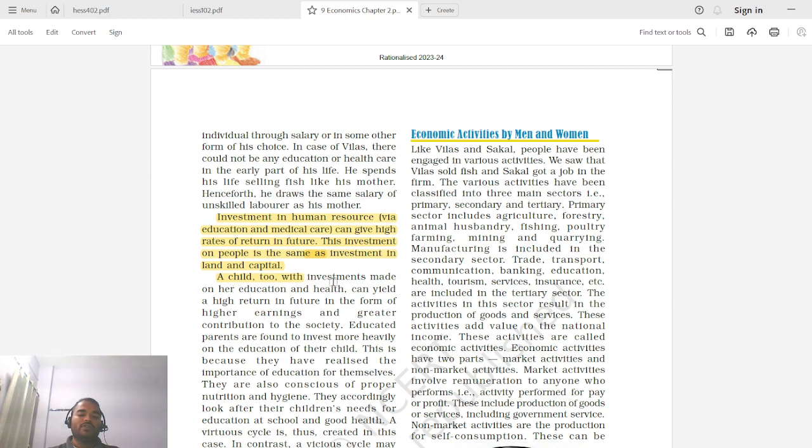So a child too, with investment made on her education and health, can yield a high return in the future in the form of higher earnings and greater contribution to the society. Educated parents are found to invest more heavily on education of their children. This is because they have realized the importance of education for themselves. So we have already seen that educated people prefer their child to get educated and they invest heavily on their education.